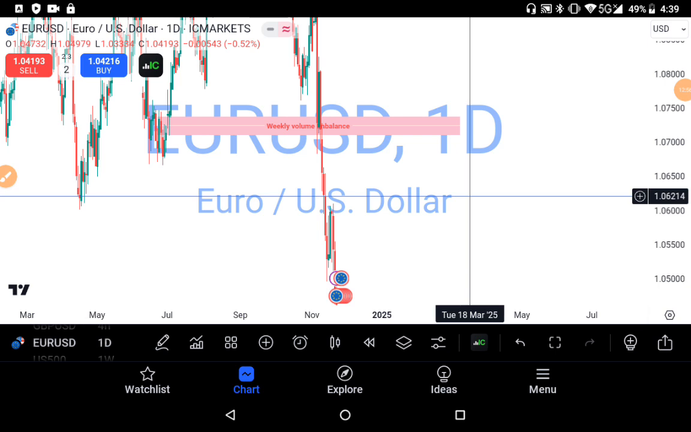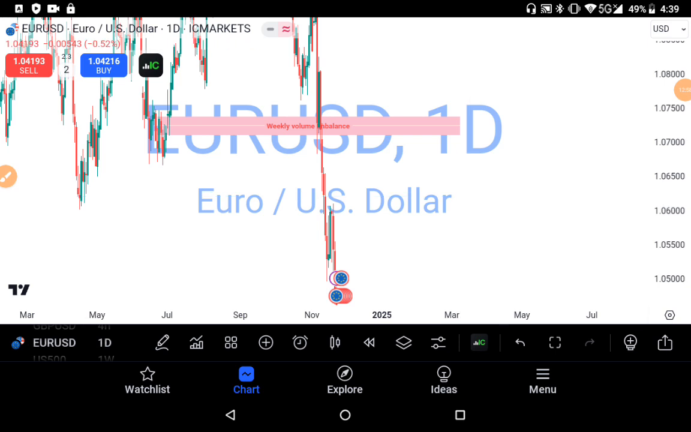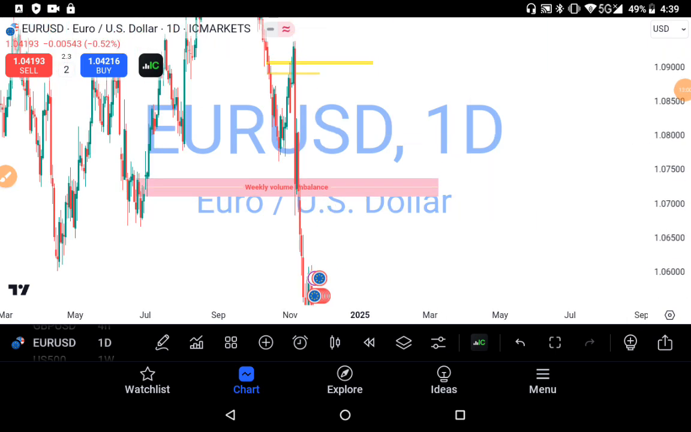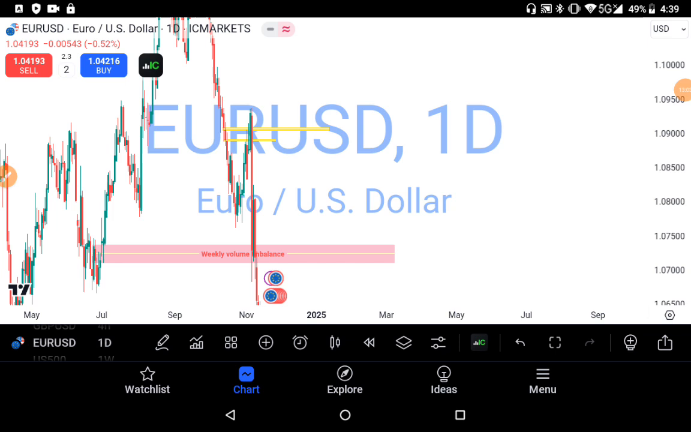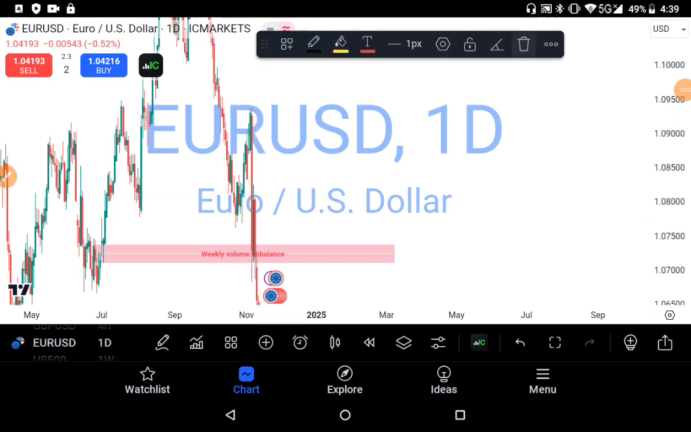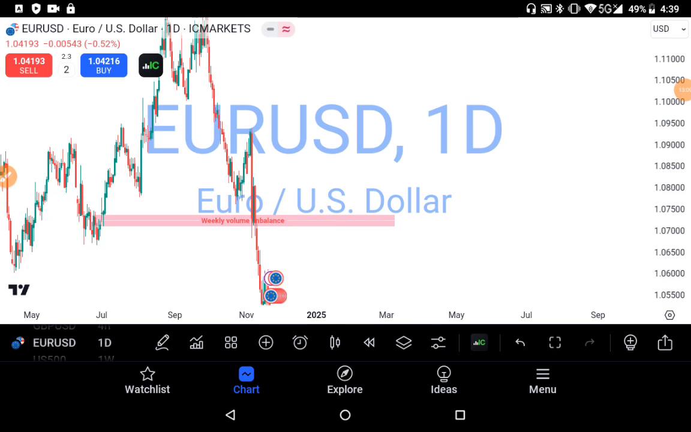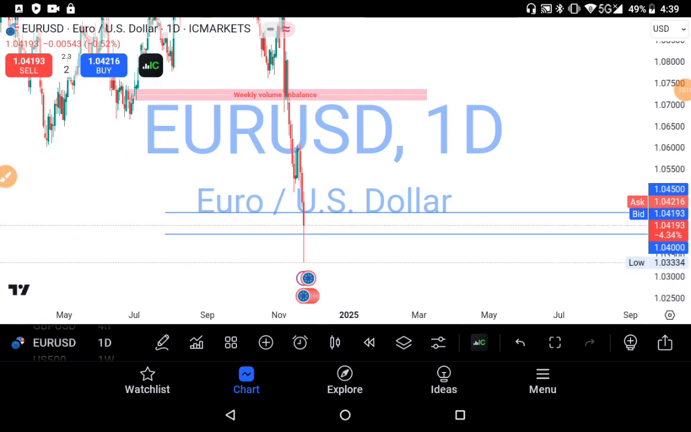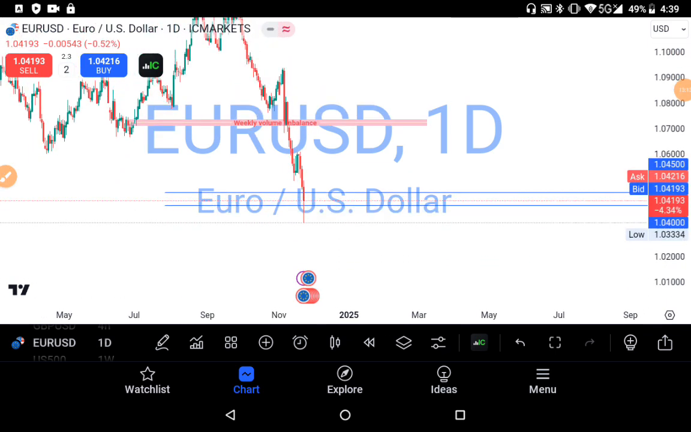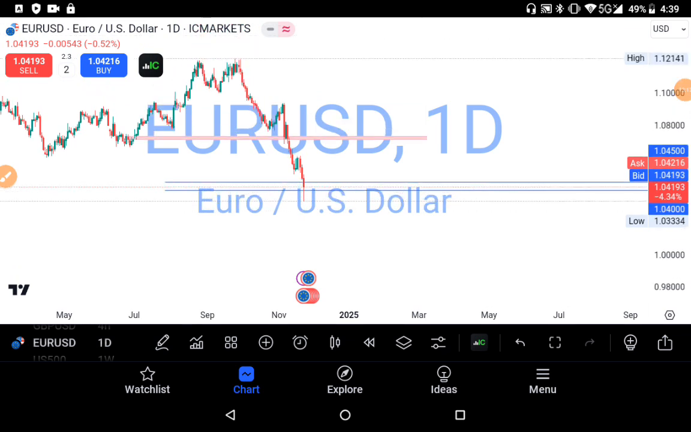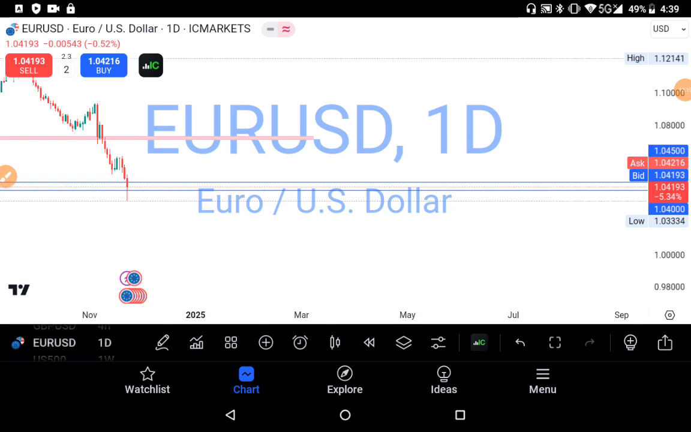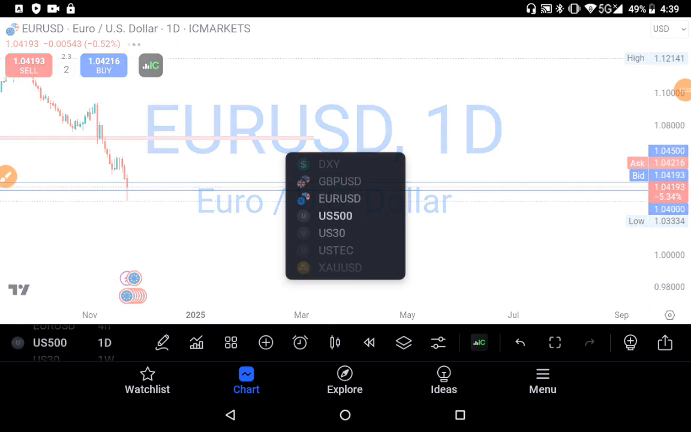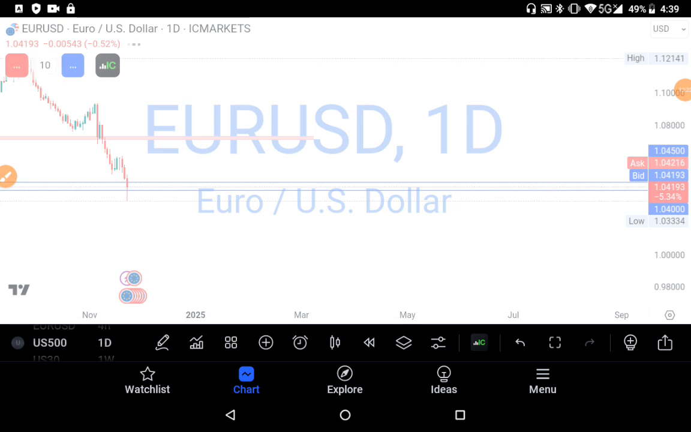So I'll be making decisions with the weekly volume imbalance in the future. This is not your normal support and resistance or supply and demand charts. So we are through with it. Let's go to our S&P 500.